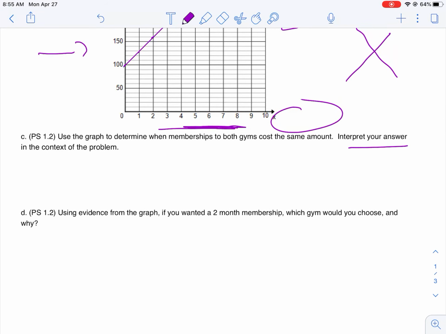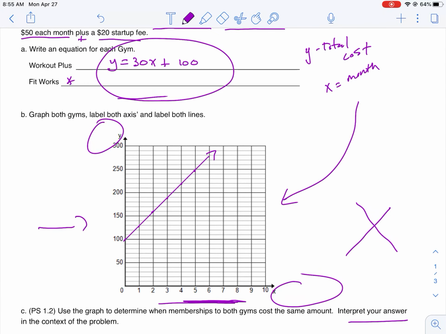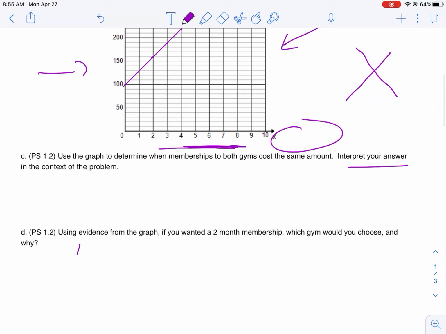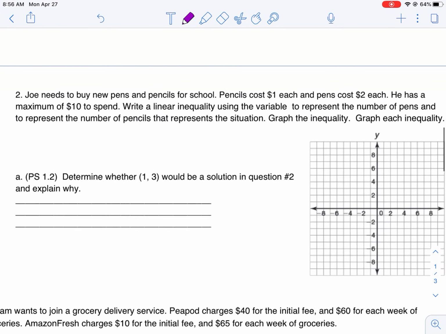And then they want you to figure out, taking both equations up here and moving down to this spot here, if you wanted a 2-month membership. So you'll put 2 in for x, and you'll solve for both and find out which one is the least expensive. I hope you remember that work because you've done that many times before.